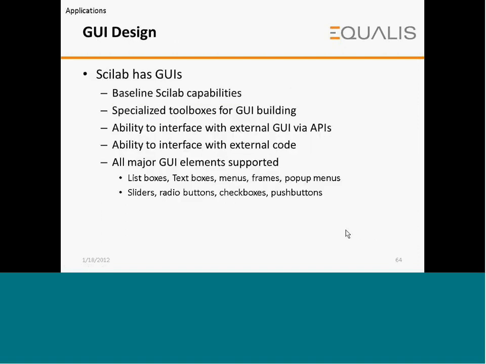Graphical user interface design. Baseline Scilab has GUI capabilities. Specialized toolboxes are also available for GUI building. Scilab has the ability to interface with the external GUI via APIs, and the ability to interface with external code. All major GUI elements are supported: list boxes, text boxes, menus, pop-up menus, frames, sliders, radio buttons, check boxes, and push buttons.